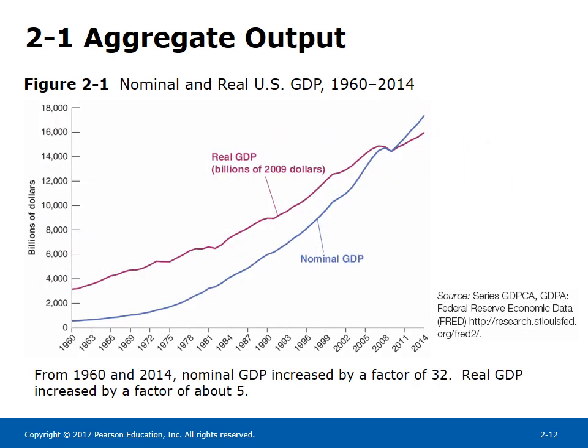From 1960 to 2014, nominal GDP increased by a factor of 32, as shown by the blue curve in Figure 2-1. Real GDP increased by a factor of about 5, as shown by the red curve. Nominal GDP and real GDP are always equal in the base year, which in this case is 2009, so the two curves cross in 2009. For years before 2009, the real GDP curve lies above nominal GDP, since 2009 prices being used to find real GDP values for those years are higher. Nominal GDP is higher than real GDP for years after 2009 as prices continue to rise.